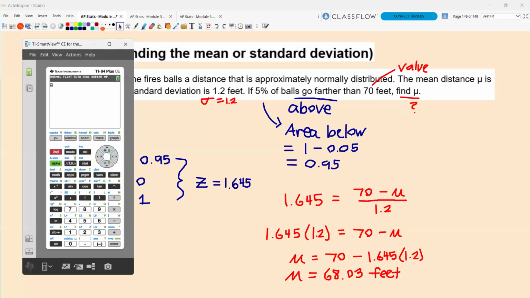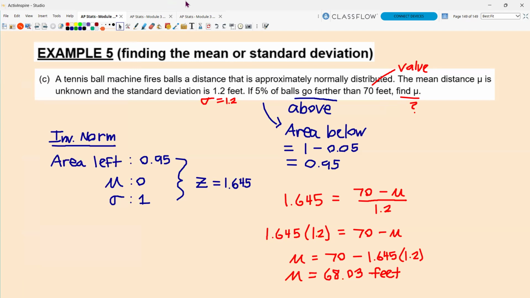Of course, I'm going to check that again using inverse norm. I'm going to use 0.95. I'm going to make my mu the number that I just calculated, so 68.03, and my standard deviation was given to me at 1.2. If we did this right, we should get about 70 here, which should match our 70 feet. So everything's good. That concludes our lesson for today.